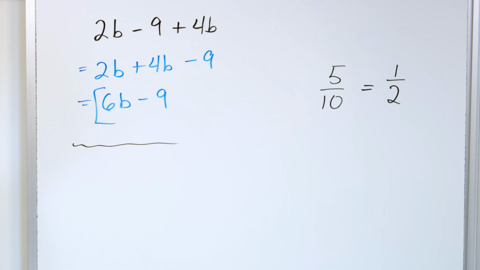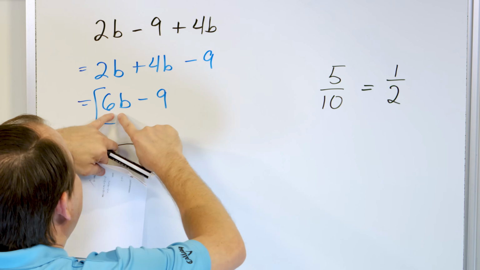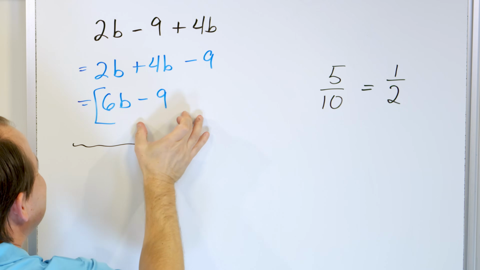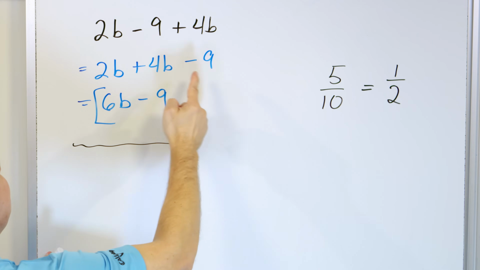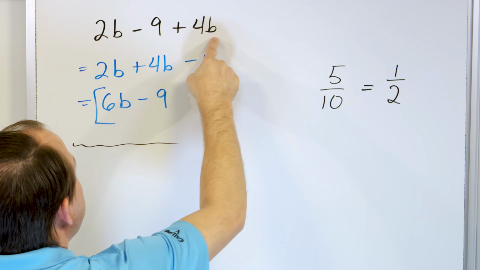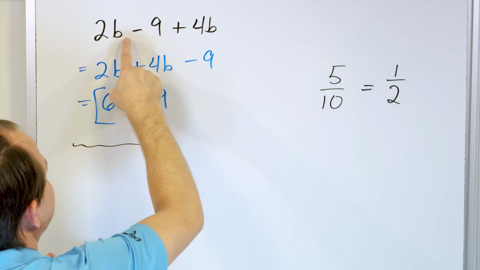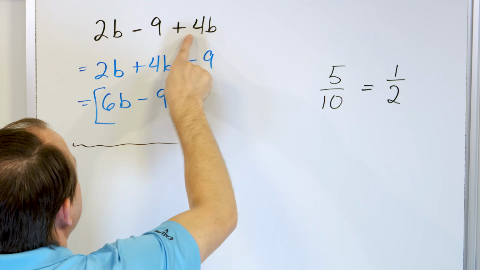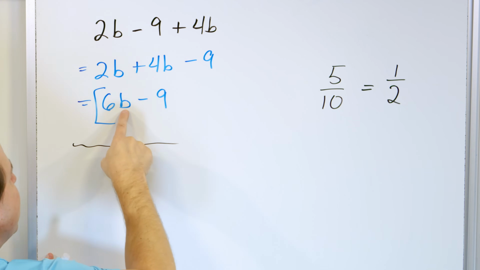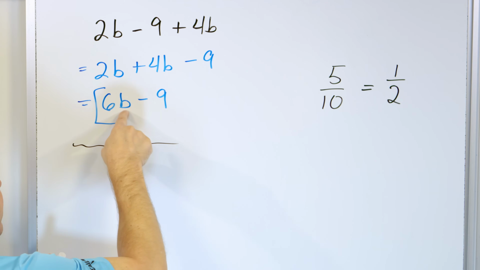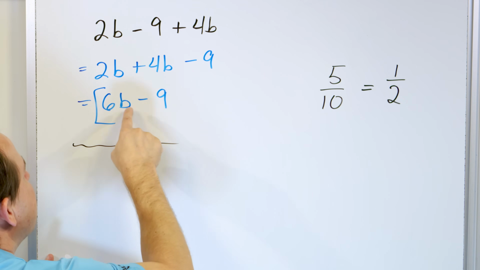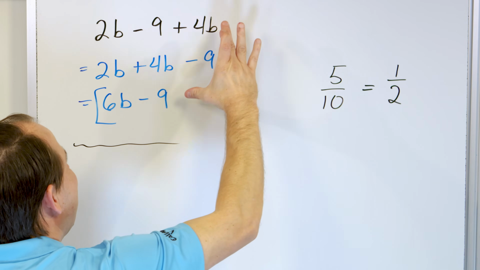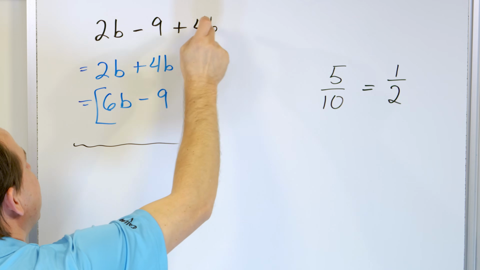What you need to realize when you're doing these problems is that the answer you get looks totally different than what you started with, but they are exactly the same thing. If I put numbers in for b, like b is equal to 0, then this will go to 0 and this will go to 0 and you'll have -9. But if I put b is equal to 0 here, this will go to 0 and you'll still have -9. This expression looks different, but it's exactly the same answer for any value of b that you put in there.